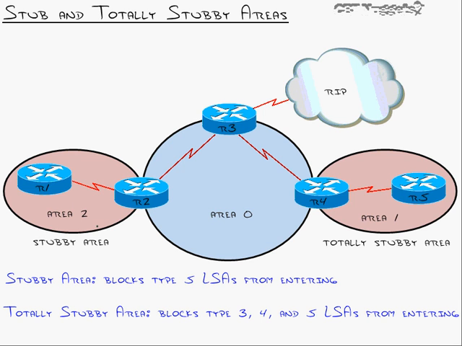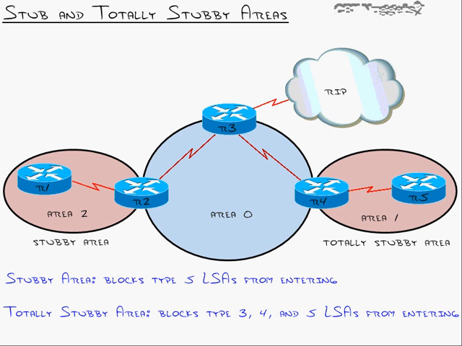A stub area, or what's called a stubby area, will block type 5 LSAs from entering. Now think back, we did the flyby review. What was the type 5 LSA? It was the external routes. Any route that was sent in from router 3 will be blocked from entering a stubby area. These are a piece of cake to configure.